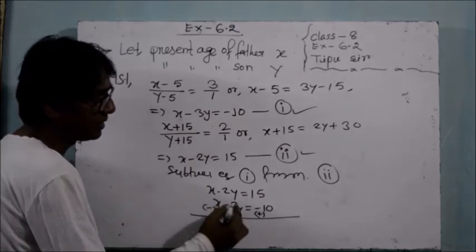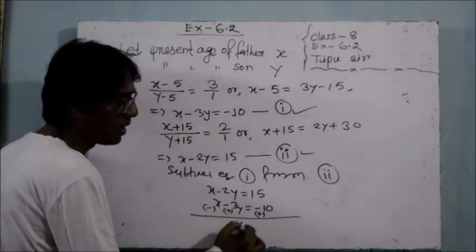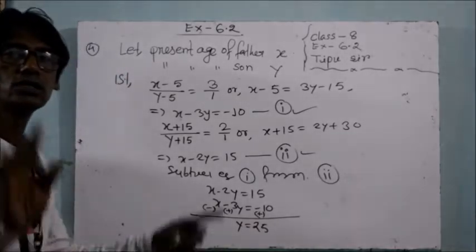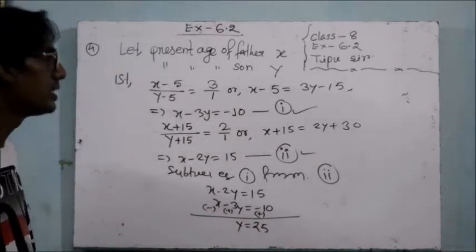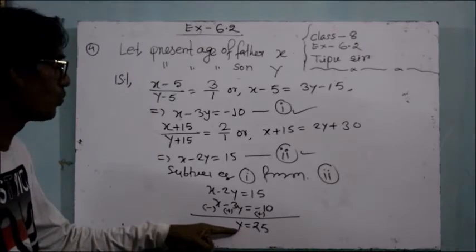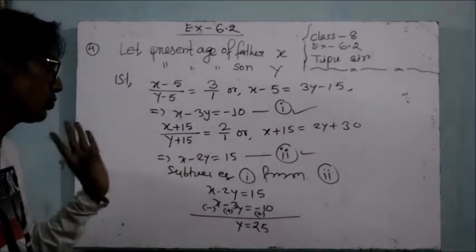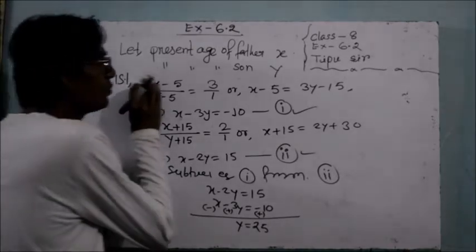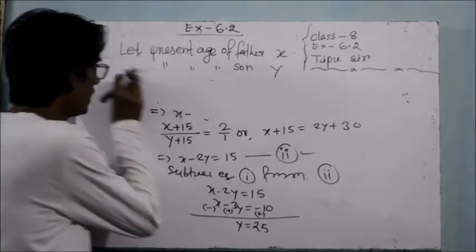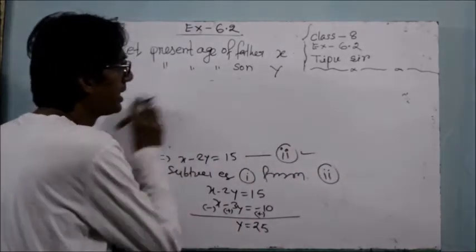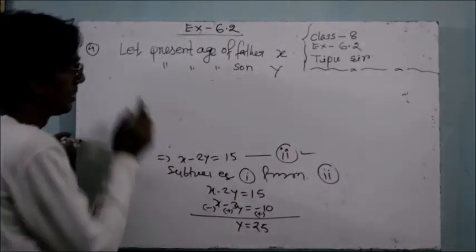So x is omitted, 3y minus 2y is equal to y, equal to 25. So easily we get the son's age is 25 years. Now you can apply the value of y in any equation, equation 1 or equation 2. So I think if you put the value of y in equation 2, then easily you also get the present age of father.